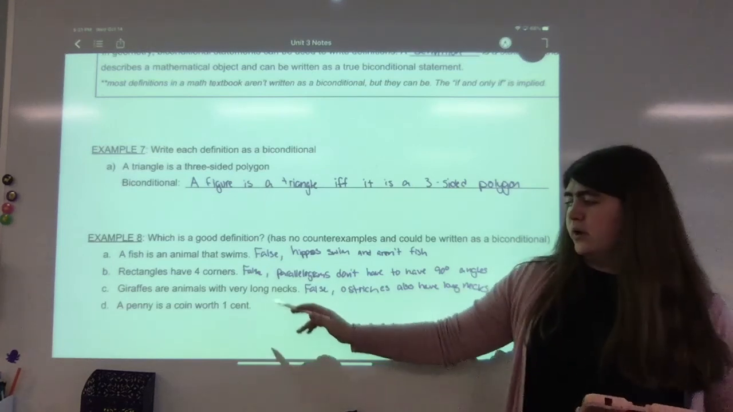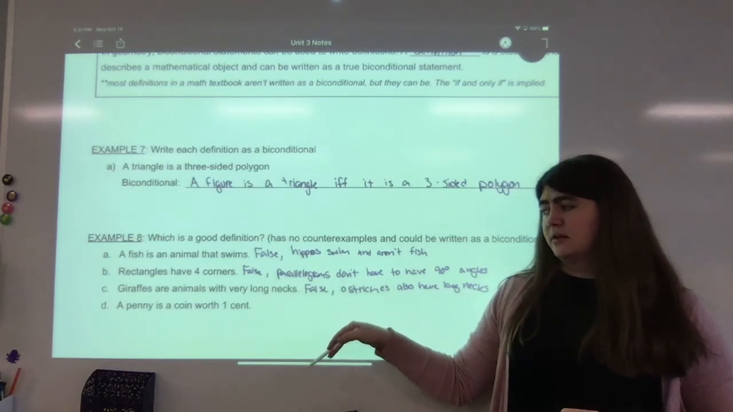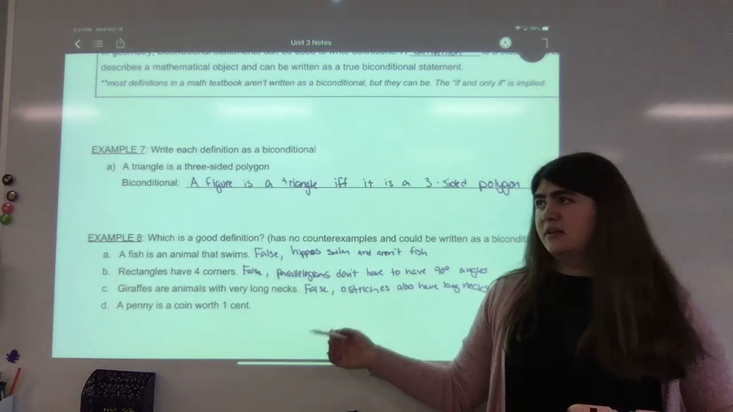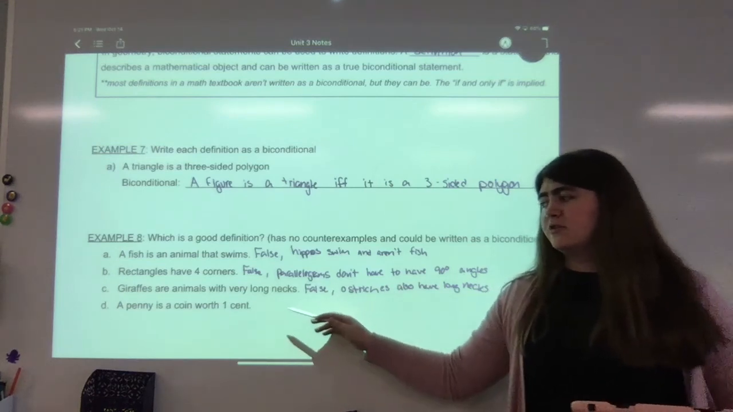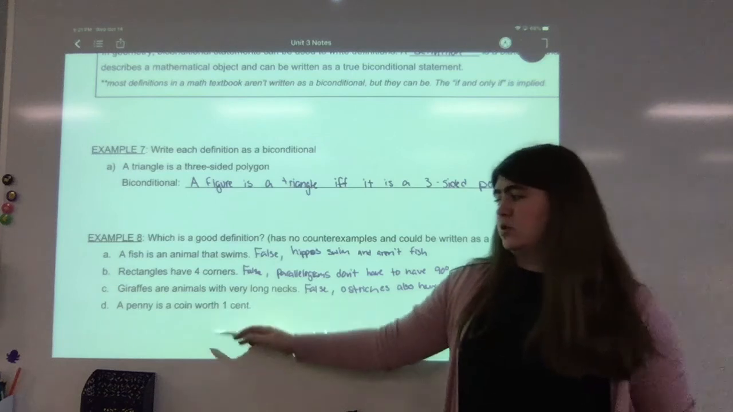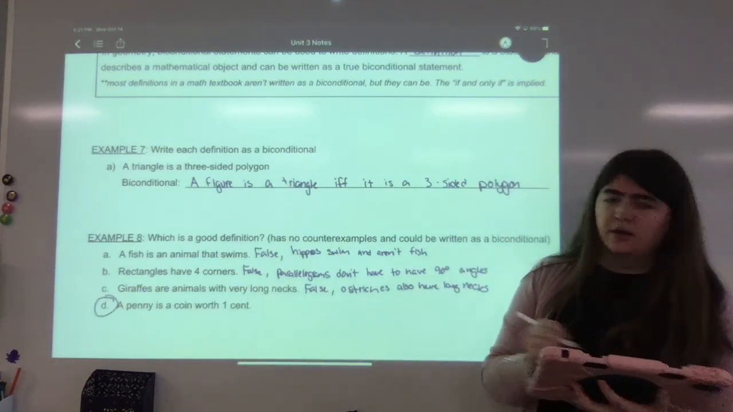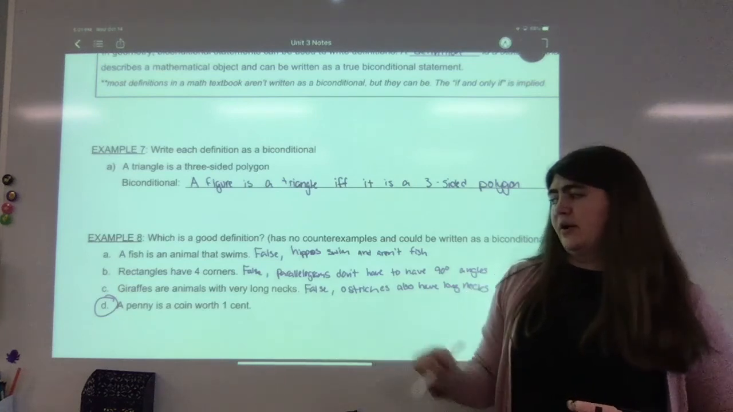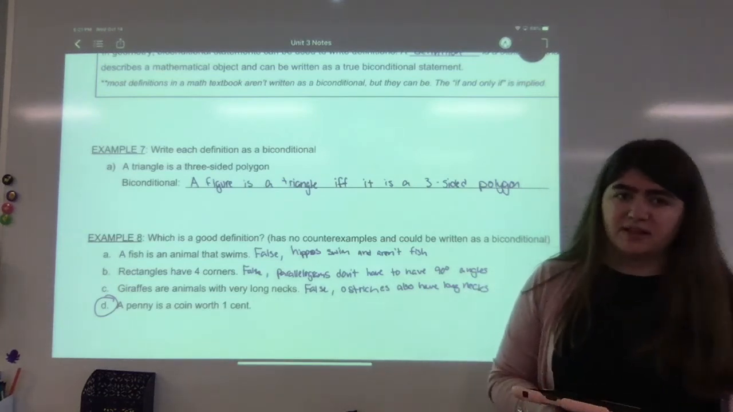A penny is a coin worth 1 cent. If it is a penny, then it is a coin worth 1 cent. If it is a coin worth 1 cent, then it is a penny. If we're sticking with US money, which we're going to, then this is true. So this is our answer. That is our true statement. A penny is a coin if and only if it is worth 1 cent.